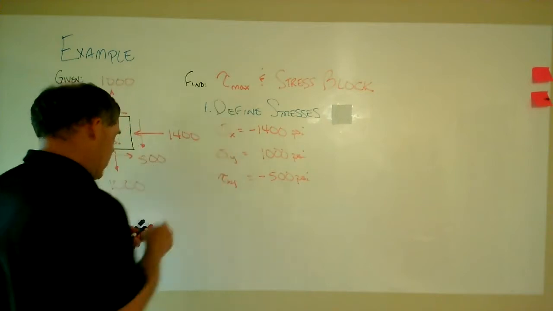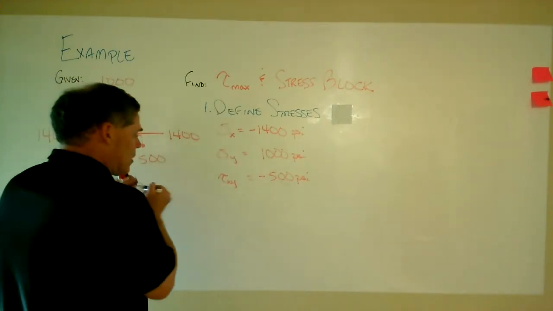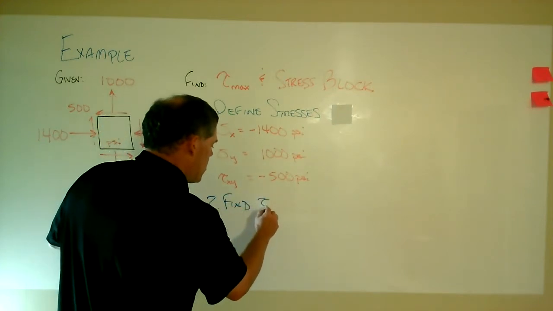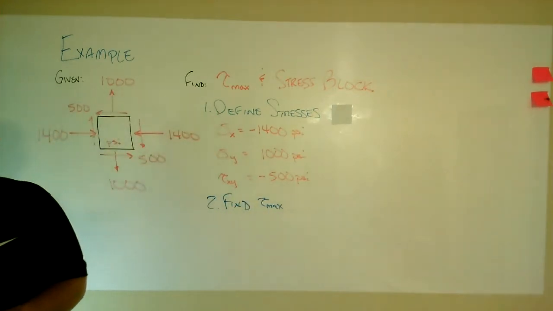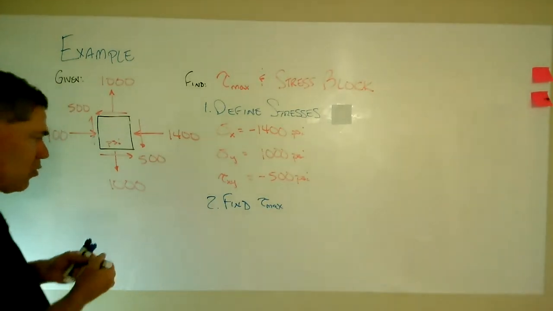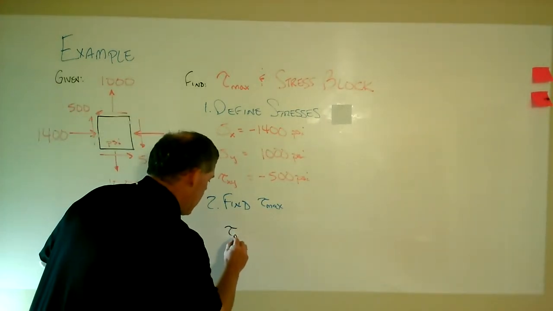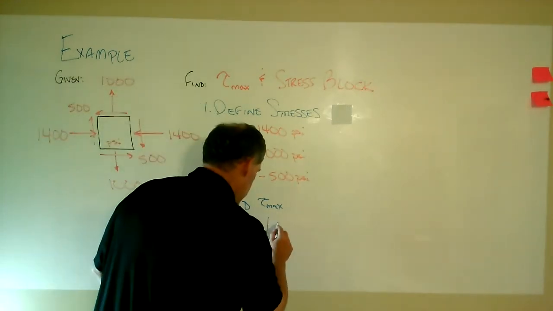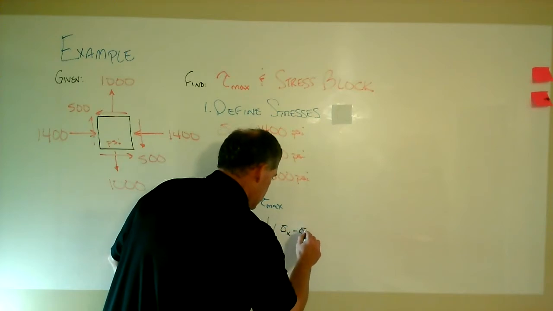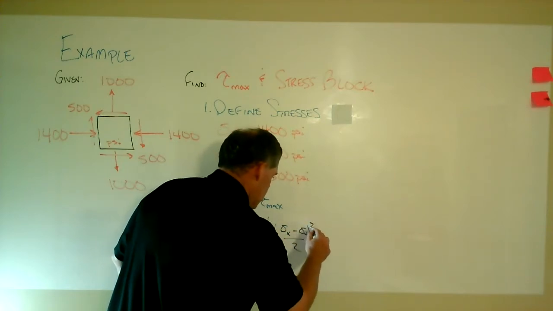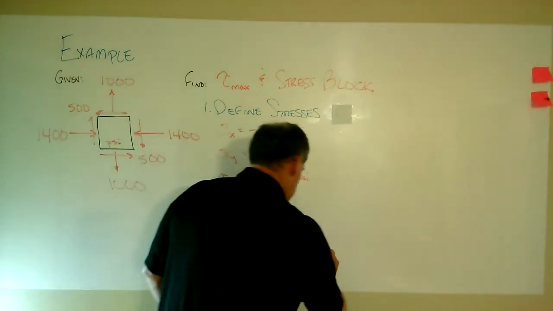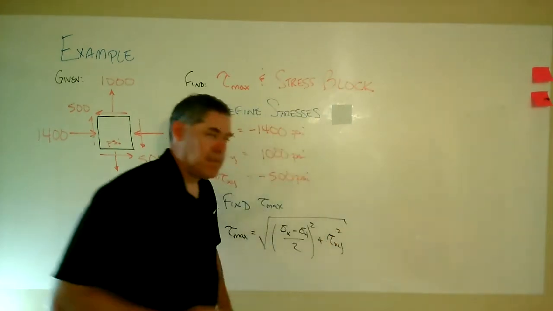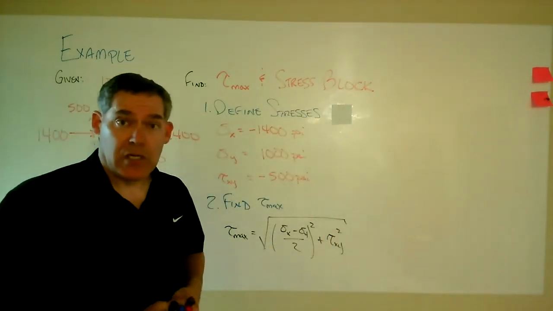Now we're trying to find tau max, which does mean we can go straight to the expressions that we've been provided for those. Right, so I have to look this one up too, sort of, right? Tau max is going to be equal to the square root of something. That something turns out to be the difference between the normal stresses divided by 2, but squared, plus the shear stress squared.